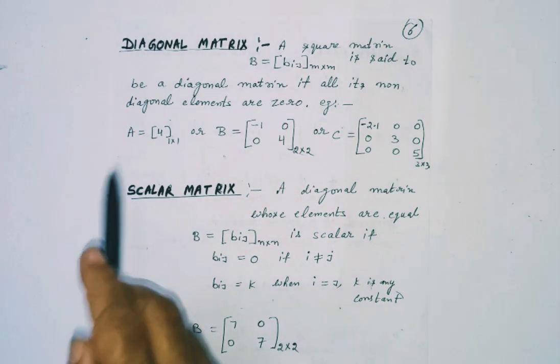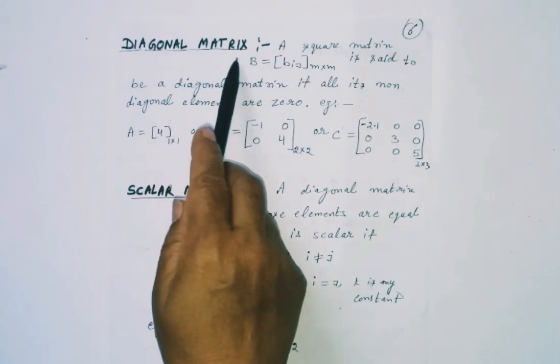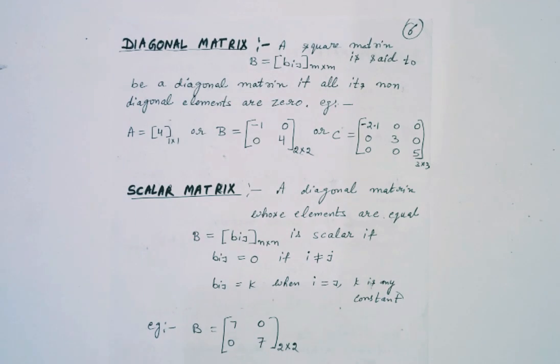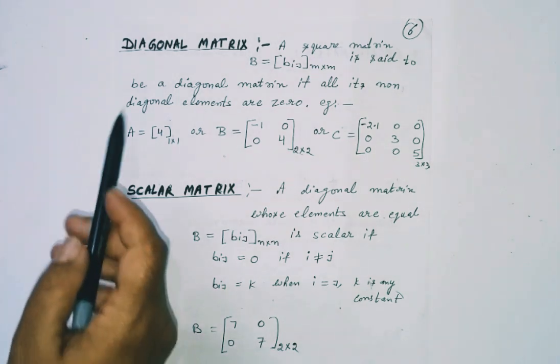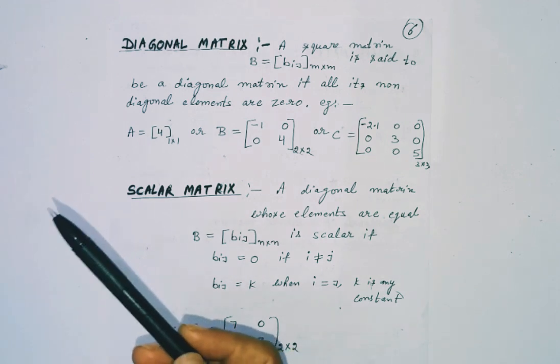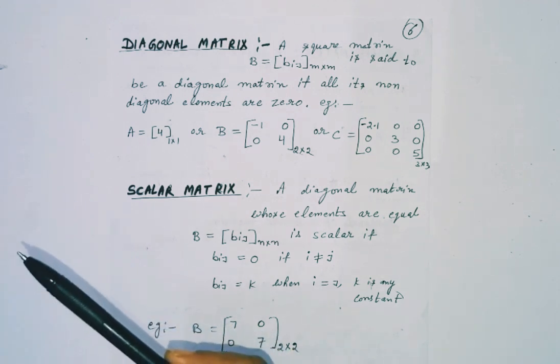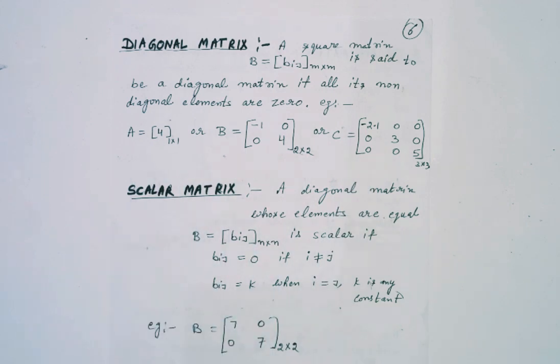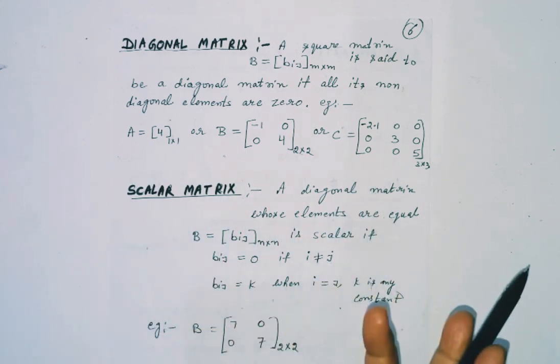Next type of matrix is a diagonal matrix. Previously I explained to you only the diagonal of a square matrix. Now I am talking about a different thing, a diagonal matrix. So what is a diagonal matrix? The first condition for a matrix to be a diagonal matrix is that it has to be a square matrix. Only square matrices can form a diagonal matrix.